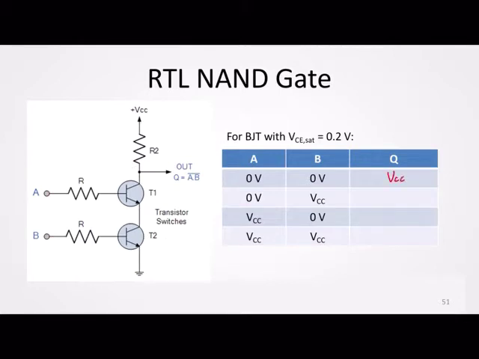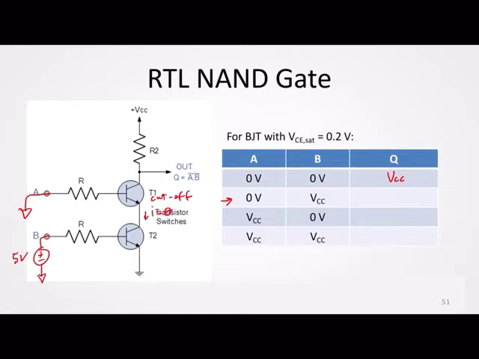Now, if we look at the second row, A is grounded and B is 5 volts. If we look at this illustration, the transistor at the top, A, is definitely in the cutoff region. Now, you would argue that the transistor at the bottom would be in saturation because of the high input, 5 volts. But because T1 is open, no current will pass through here either. So the current here is going to be 0.